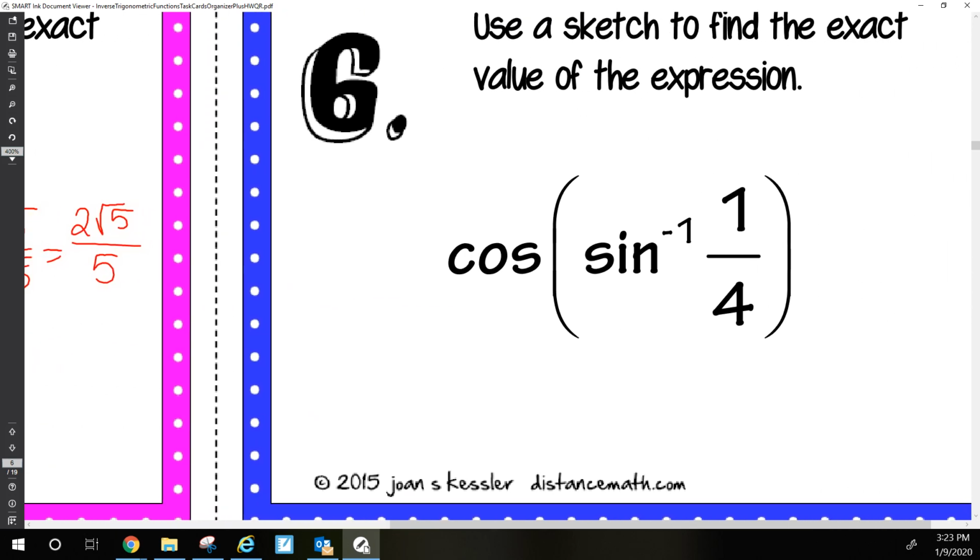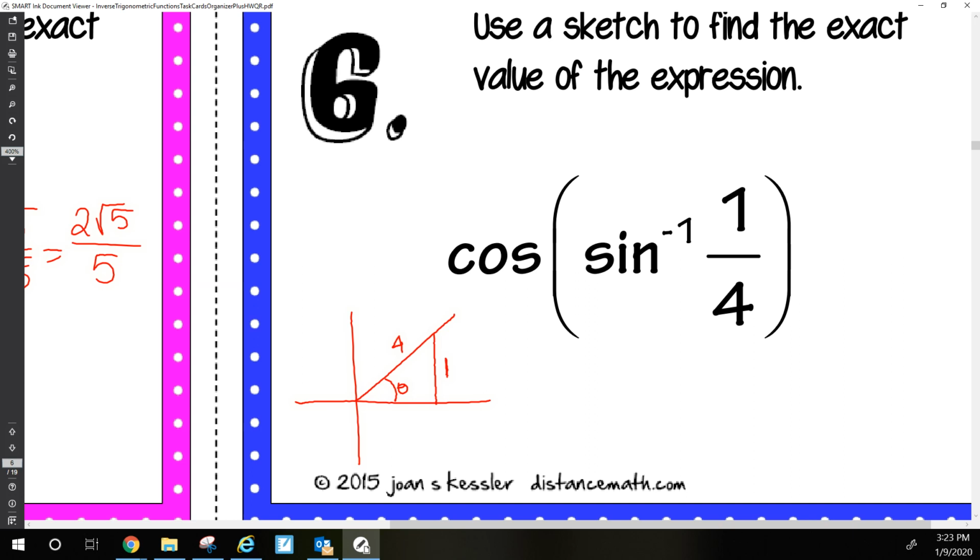Number 6, same kind of scenario. You might want to stop the video and see if you can do this one. All right, it's positive, it's sine inverse. Sine inverse is positive up here in the first quadrant. I know sine is opposite over hypotenuse. So for what angle is my sine value, opposite is 1, hypotenuse is 4? And for whatever that angle is, I want to know what is the cosine. So I've got to find my adjacent.